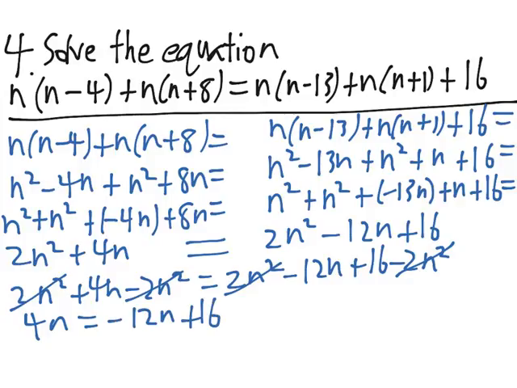If we add 12n to both sides, then we'll get 4 plus 12 times n on the left side, so 16n equals 16, since the minus 12n on the right will cancel the plus 12n. Now if we divide both sides by 16, we see that n equals 1.